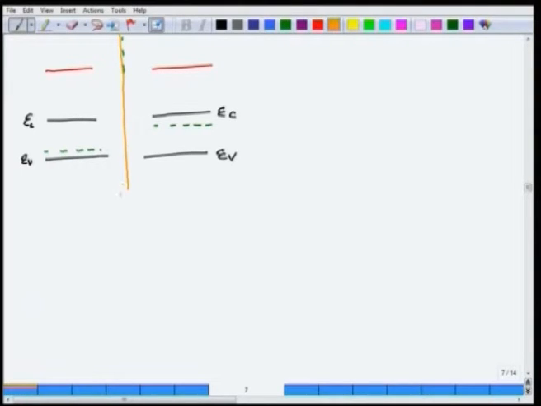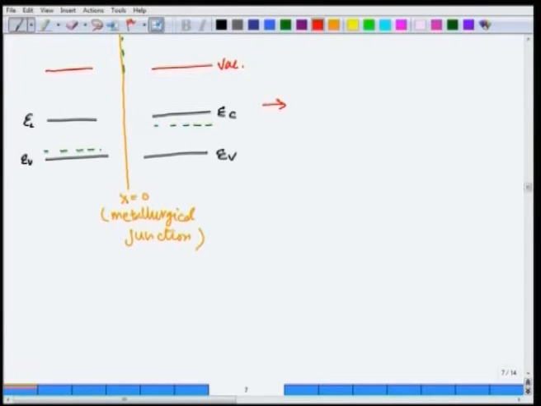This is where, let us call it x equal to 0, the metallurgical junction. This is where we want to form a metallurgical junction. So, we are going to join them. Let us do that, let us join them, and this is the vacuum level, of course. So, if we join them, then let us take the steps.